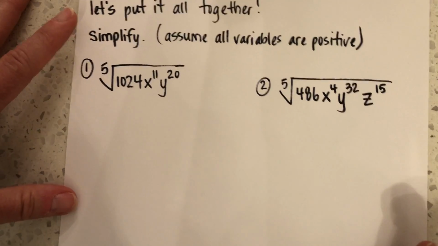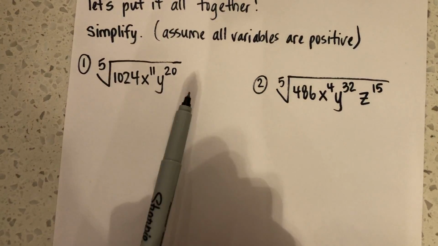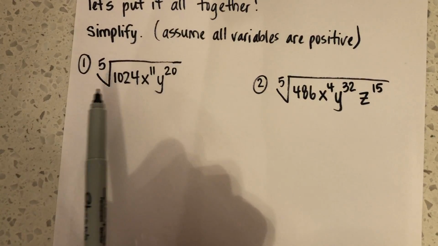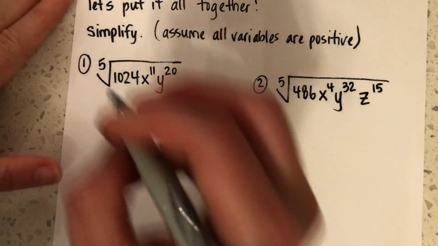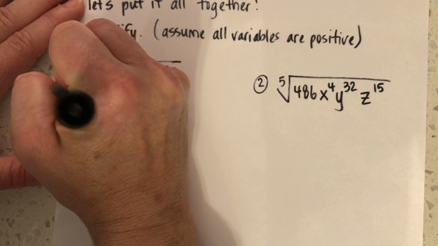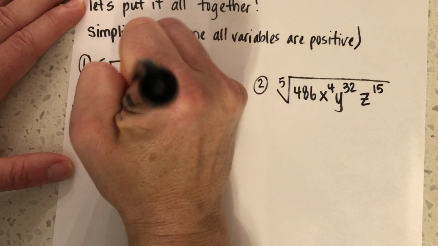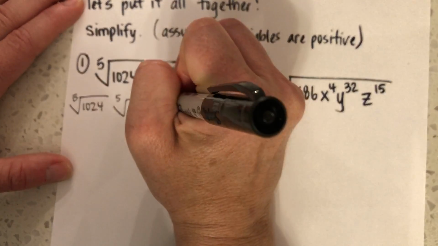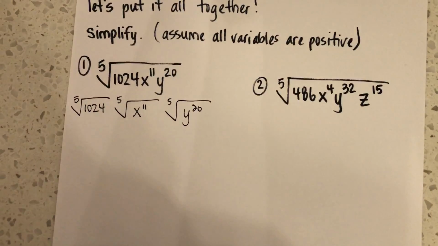Okay, so let's simplify these fifth root radicals. Well, again, the first thing I like to do, since everything is attached by multiplication, is split it. Give everything its own fifth root so we can deal with it one piece at a time. So I'm going to rewrite this as the fifth root of 1024 times the fifth root of x to the 11th times the fifth root of y to the 20th. And then we'll deal with them one at a time.